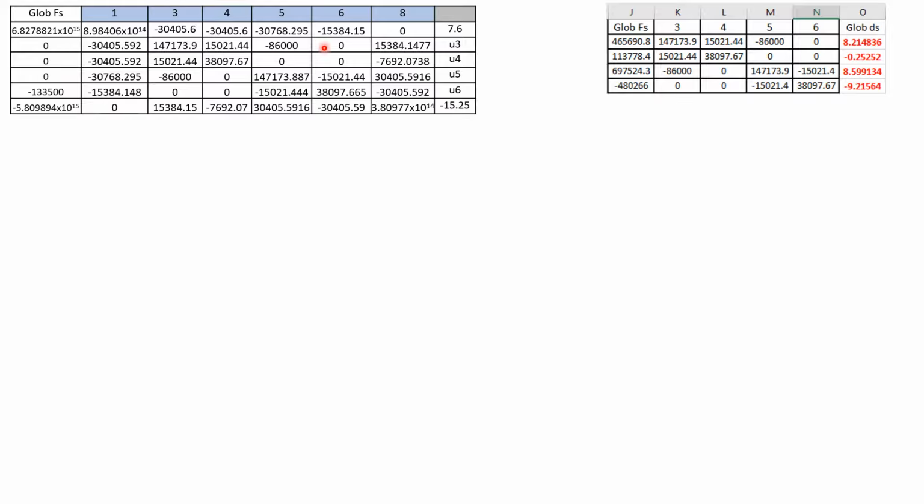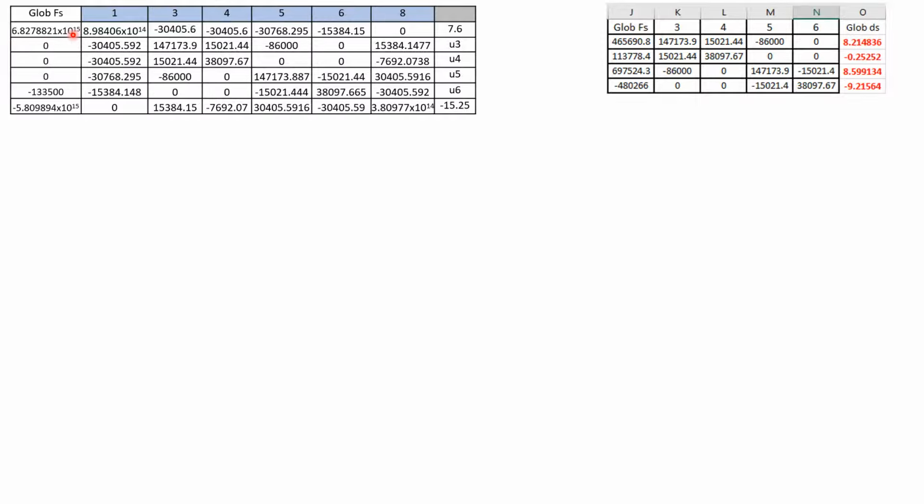Then, because specified displacement is introduced at 1, we have to change the value of the cell here by multiplying it by a very large number. So it becomes 8.98406 times 10 to the 14. Then the first value at 1 is this cell value here times the specified displacement of 7.6 nm. So that's why it becomes this value, 6.8278821 times 10 to the 15.